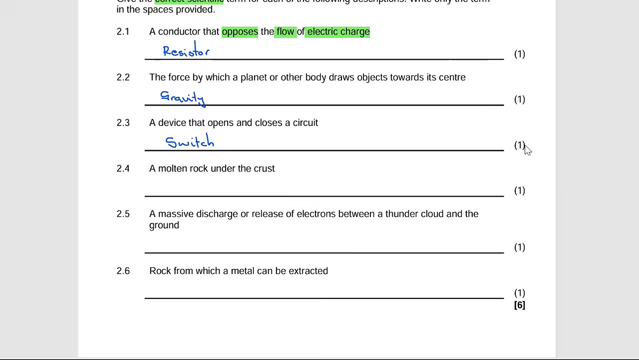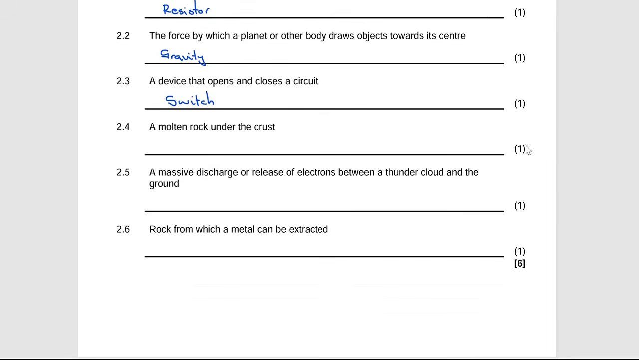Then 2.4 says here, a molten rock under the crust. So we need a molten rock under the crust, right? So it's molten. So it's referred to as magma. This one, the one that is molten under the crust, right?